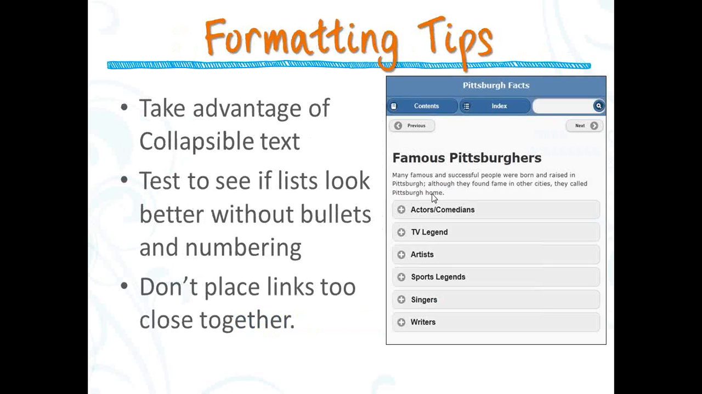Now I'd like to jump and show you a few formatting tips that I would like to share with you. These are using DocToHelp features to improve your mobile outputs. First of all, DocToHelp has a feature called collapsible text, and this screen capture shows what that looks like in a mobile output. So basically, actors, comedians, TV legend, artists, all those big buttons there, if you click on the big button, it will display the correct list under it, so that if you click on TV legend, you'll see the name of a TV legend, that sort of thing.